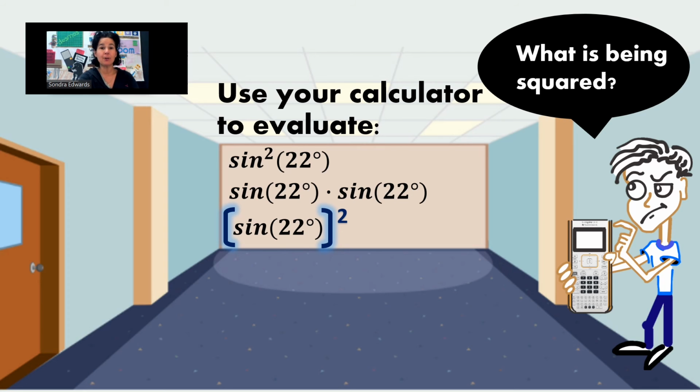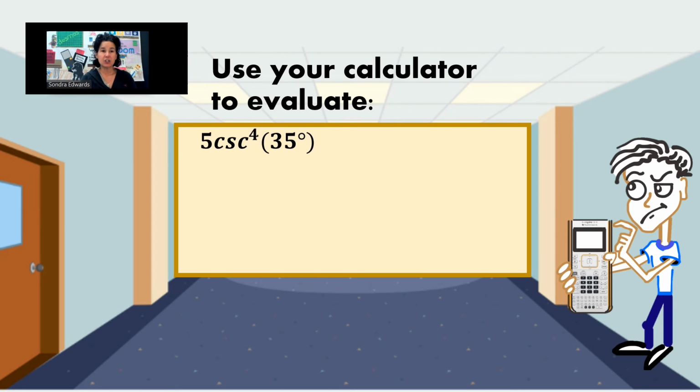Okay, so then you grab your calculator, degree mode, sine of 22 degrees, in parentheses to the second power, and we end up getting about 0.14033.